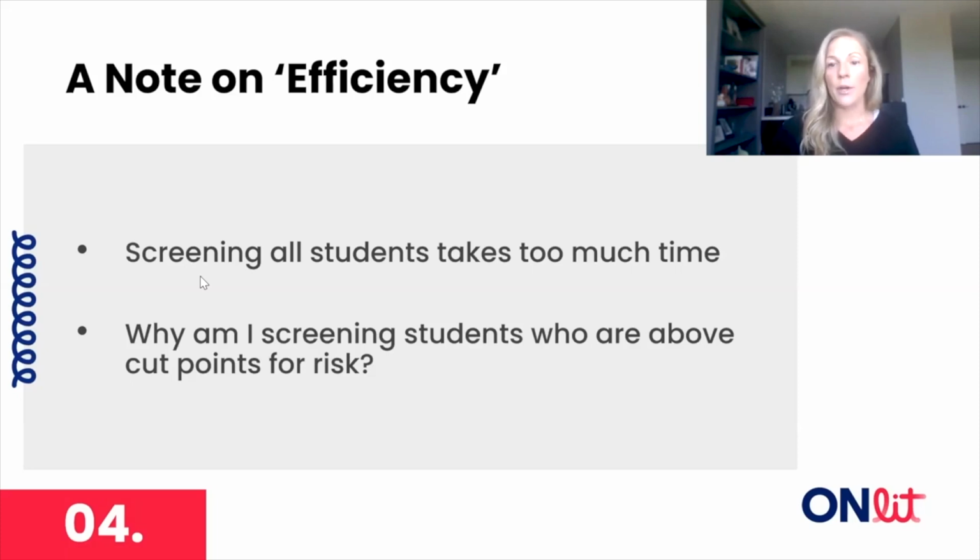We need to remember that we are getting valid and reliable information, and in these critical years for reading development, this testing time for each individual student is well worth the investment of time.